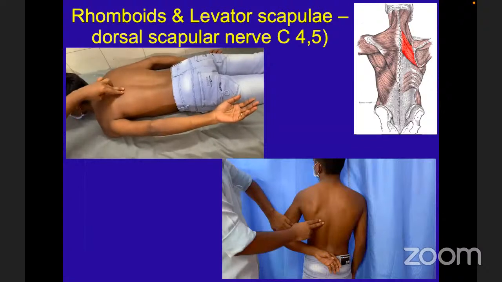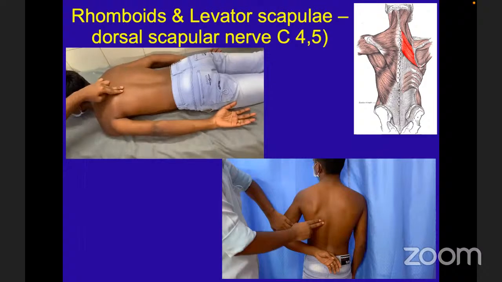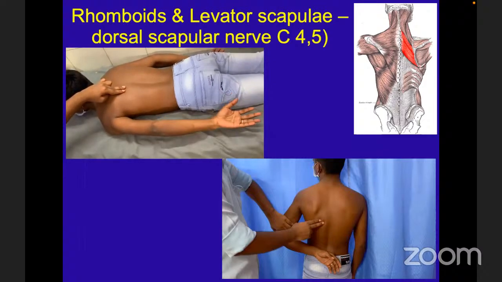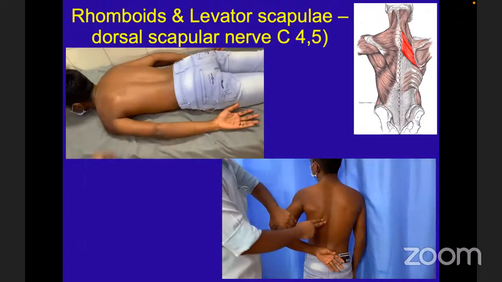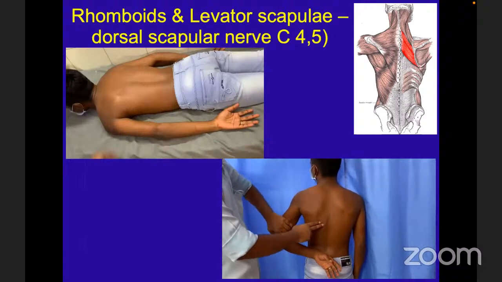Then other muscles are the rhomboids and the levator scapulae. Why specifically do we want to say? There are a few muscles which you need to understand and test before you go for the other examination and you can come to a diagnosis. The rhomboids and the levator scapulae are supplied by the dorsal scapular nerve. Why specifically the dorsal scapular nerve?